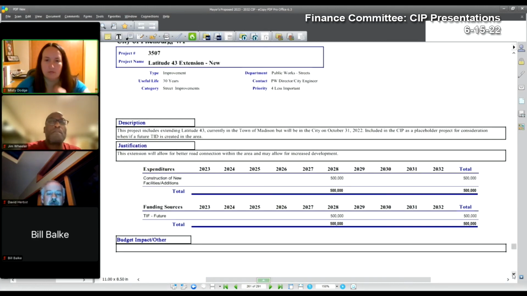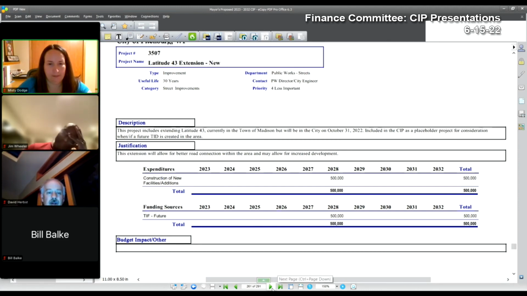3507, latitude 43 extension, is also new. This would extend latitude 43 in the town of Madison and increase neighborhood connection and mobility. This is a new project that could be considered when and if a TID is available in that area, and has been put in as a placeholder for 2028 for council discussion.